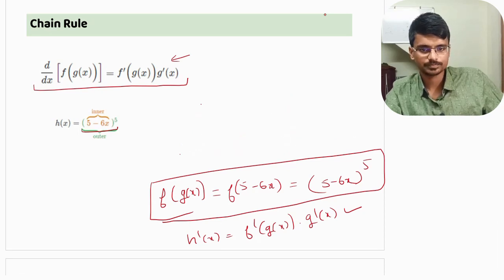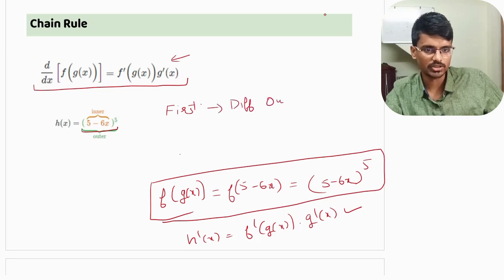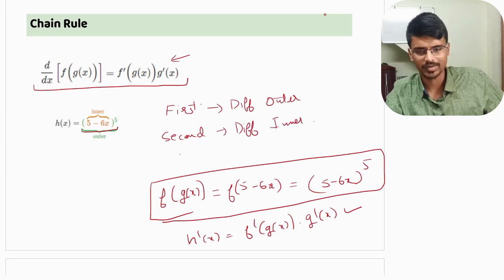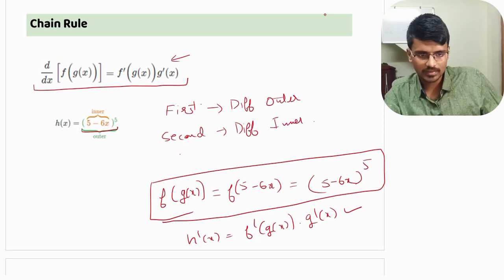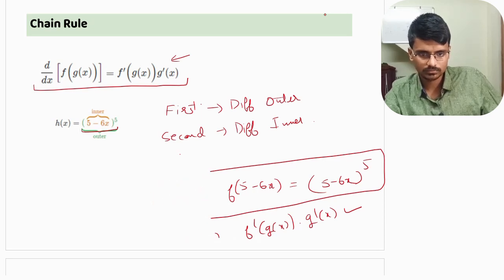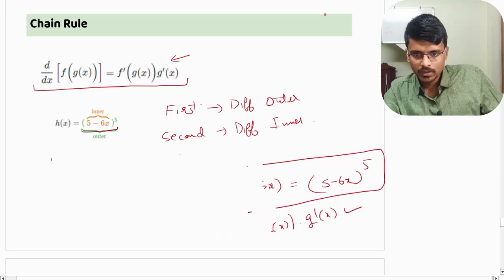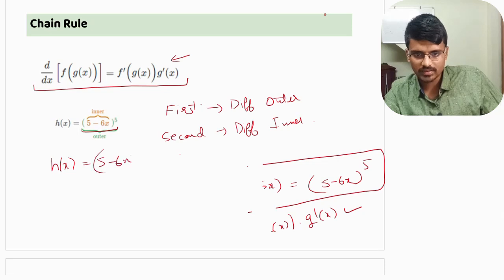First, differentiate the outer function. Second, differentiate the inner function. Simple, very simple. So in this case, h of x, we have 5 minus 6x whole power 5.